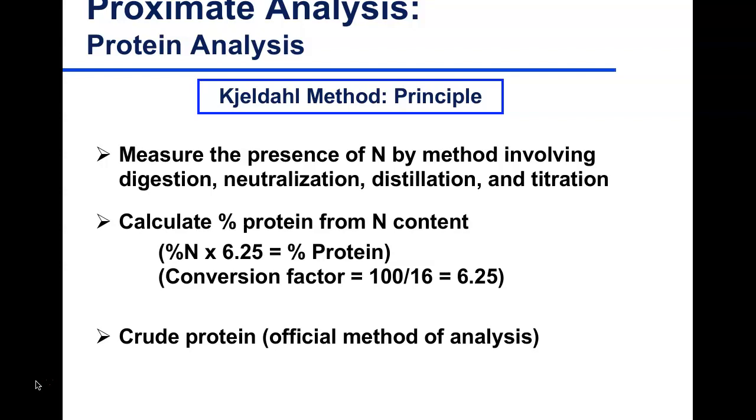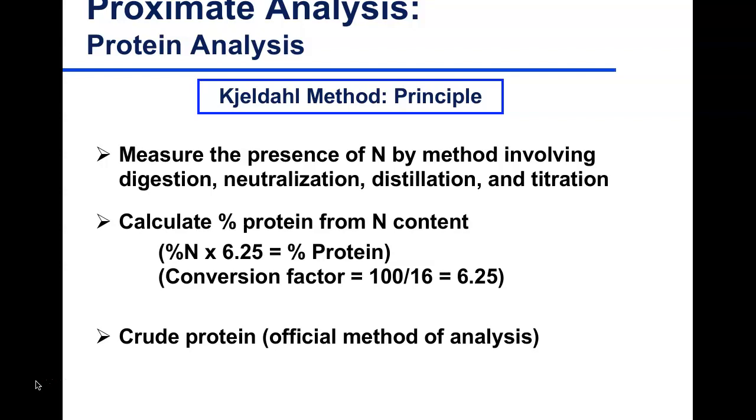Yeah, like what else in your food might have nitrogen? Let's say you're eating beef jerky. What else could be in there? Nitrates, nitrites, right? Or if you're drinking a Monster, Monster has taurine in it, and taurine has nitrogen in it. Or certain vitamins will have nitrogen in them. So that's why we can only say it's a crude protein method: it measures all nitrogen and not just nitrogen from protein.